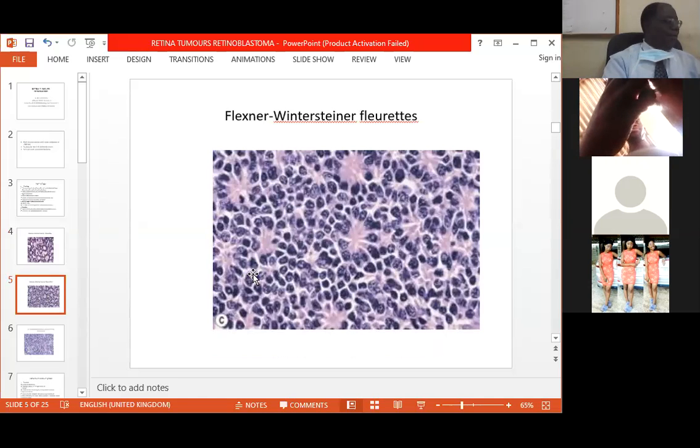This is a better picture. You can see stained cells, but all these round like that. The center is empty, round like that.